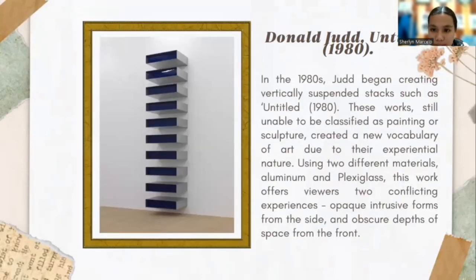Donald Judd Untitled, 1980. In the 1980s, Judd began creating vertically suspended stacks such as Untitled 1980. These works, still unable to be classified as painting or sculpture, created a new vocabulary of art due to their experiential nature. Using two different materials, aluminum and plexiglass, this work offers viewers two conflicting experiences. Opaque, intrusive forms from the side and obscure depths of space from the front.